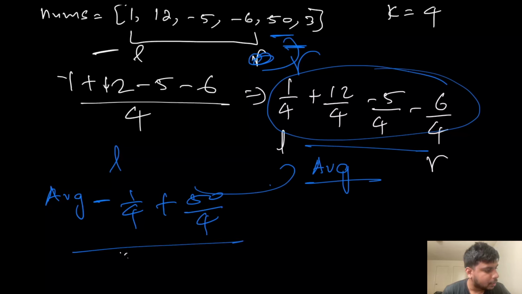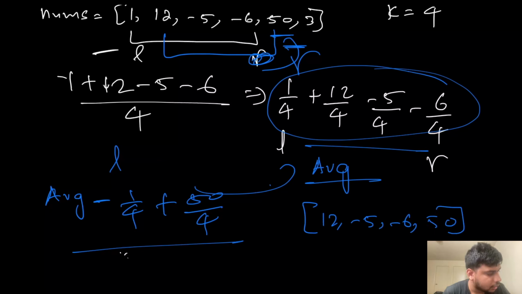So now what happened? You got the new window, which is this. Let me write it down here, which is 12, minus 5, minus 6, 50. You got the new window. And then have a global result and see if this average is greater than the previous average, if so, update it. Now again, if you want a new average, what you will do is again just increment your R.